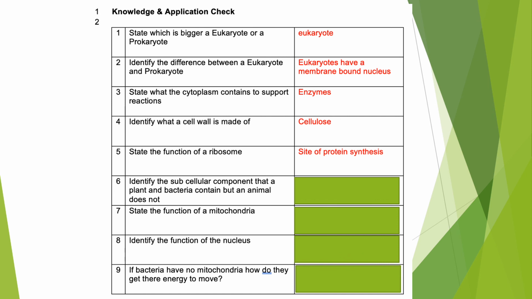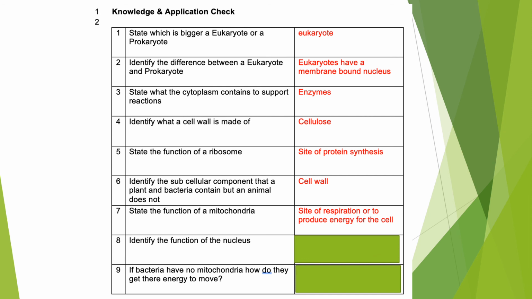Number six, identify the subcellular component, so organelle, that a plant and a bacteria contain, but an animal does not. This one is going to be a cell wall. So make sure you study the diagrams very closely and see which ones you can find in every type of cell. Number seven, state the function of the mitochondria. The mitochondria is the site of respiration, or you can write down to produce energy for the cell. I would accept either one of those.